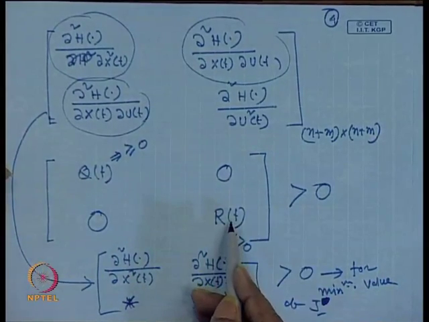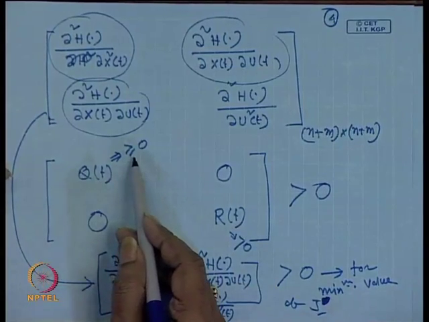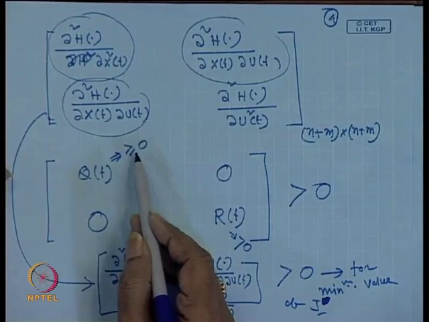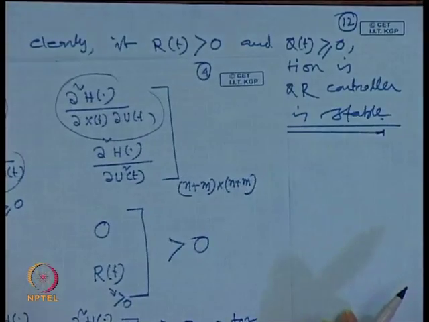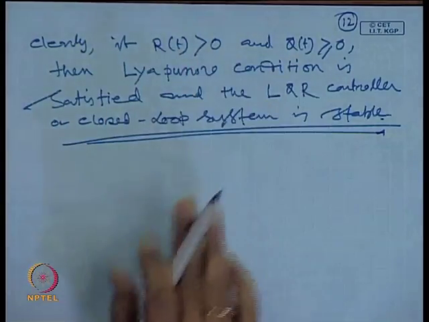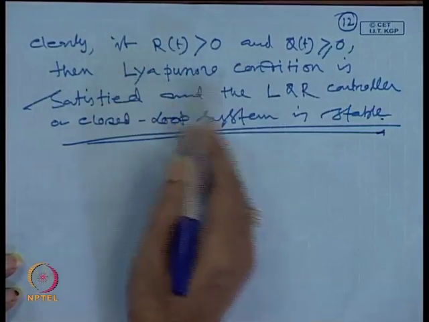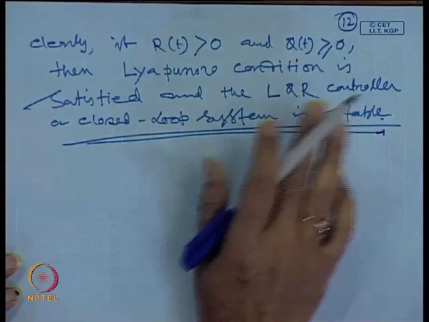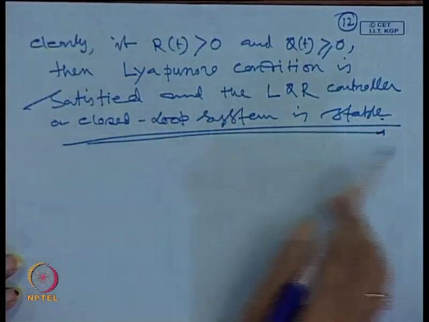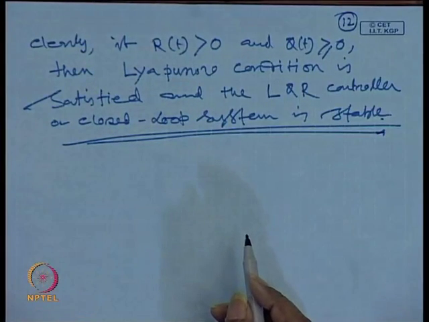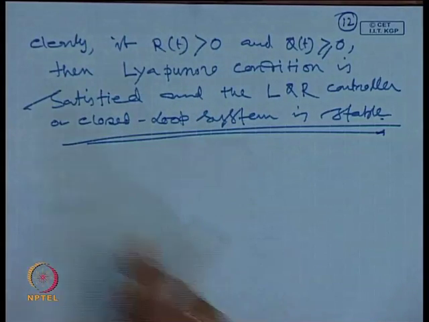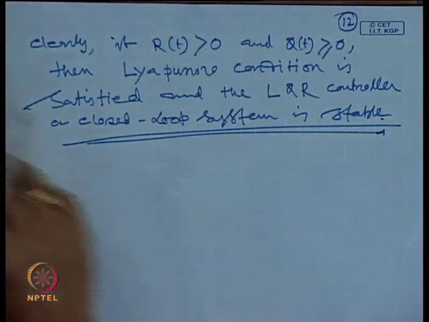If you select R of t positive definite and Q of t positive semi-definite, that ensures that the functional value you get is a minimum. Stability analysis also shows that with R of t greater than 0, clearly the closed loop system, or the LQR controller designed, stabilizes our original system. Because our original system is unstable, now with this controller we are able to stabilize the system. So, the next question comes.